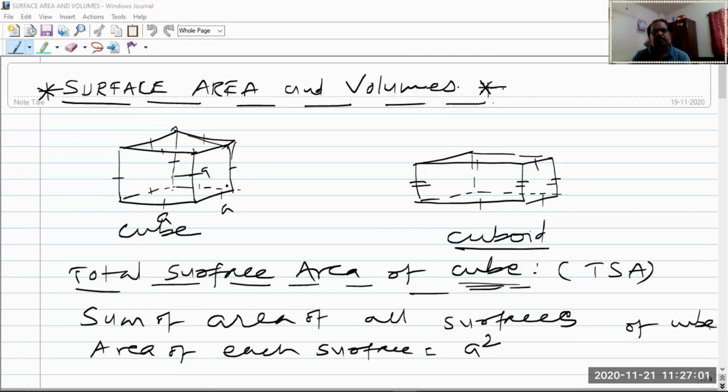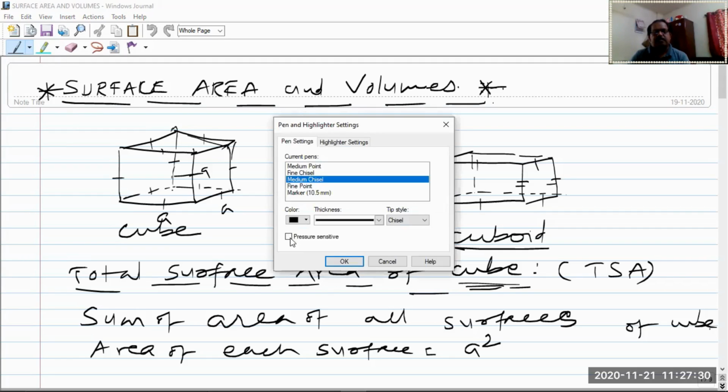So what is the difference between cube and cuboid? The difference is, for a cube each surface is a square, meaning the edges of the cube are equal in length. So length, breadth and height are all equal. If we denote it by A, the length, breadth and height of this cube are equal to A.